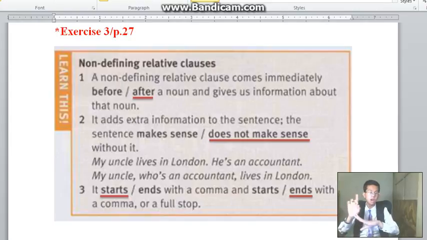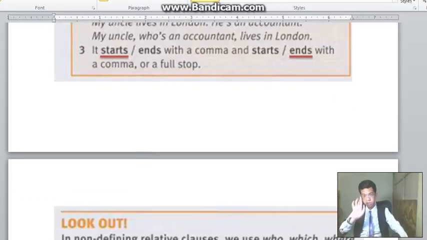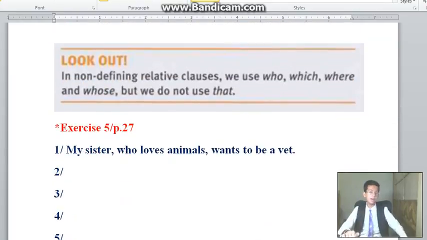So one more note, you have to take note, that is the lookout box. The lookout box tells you that in non-defining relative clauses, we use who, which, where, and whose, but we do not use that. In the defining relative clause, we can use that instead of who and where and which. But in the non-defining relative clause, we don't use that. Alright?